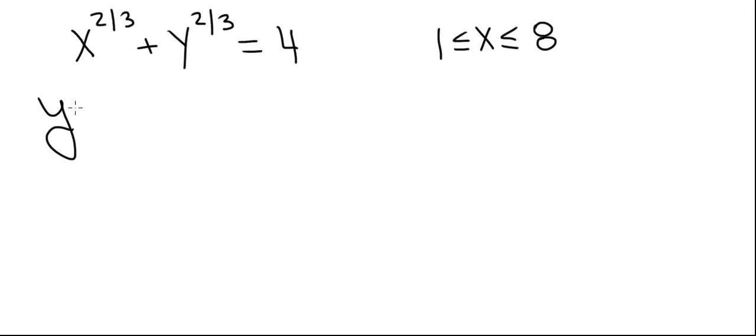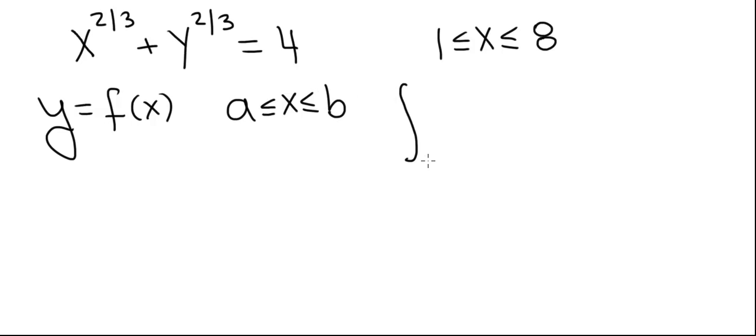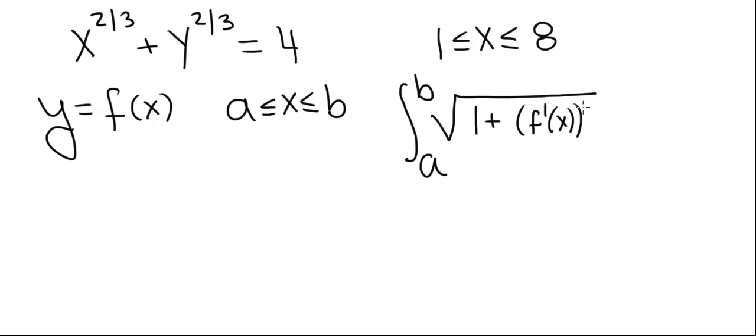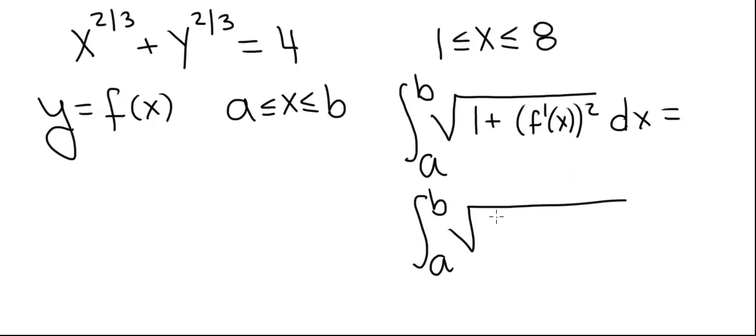Recall that when y is equal to f of x and the interval is x greater than or equal to a and less than or equal to b, the arc length is given by the formula integral from a to b of the square root of 1 plus f prime of x squared dx. Now we can also write this as the integral from a to b of the square root of 1 plus y prime squared dx. So let's solve for y prime.